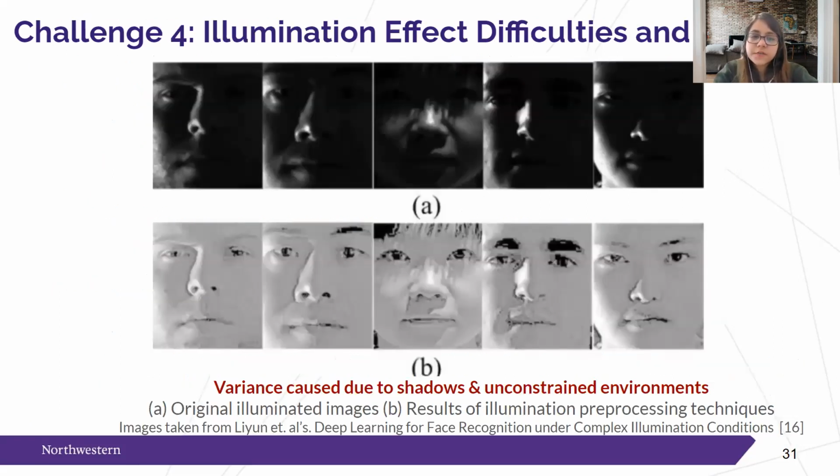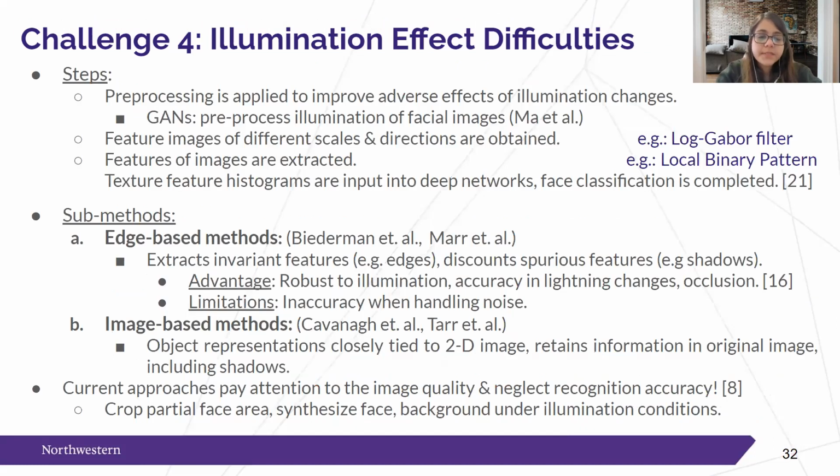The next challenge that is faced is illumination, due to overexposure, underexposure, or shadows. You can see here that there is variance caused. The steps here are first to pre-process the image to remove the adverse effects of the illumination. Then you have features of different scales and directions, and you extract them. The sub-methods are edge-based and image-based methods. Edge-based methods extract invariant features like the edge, but they discount the shadows, whereas image-based methods retain information about the shadows because the object representations are closely tied to 2D images.